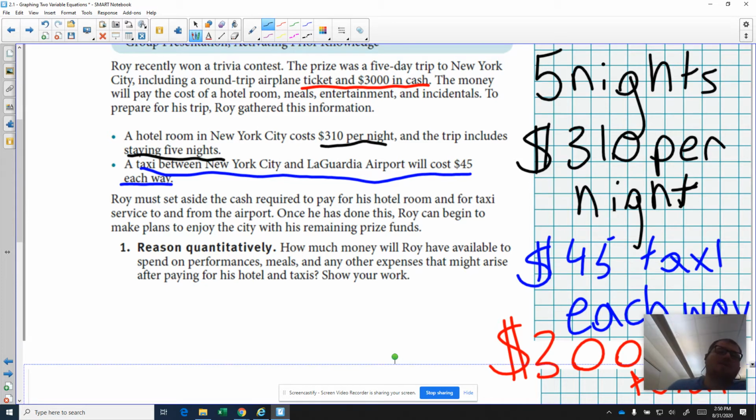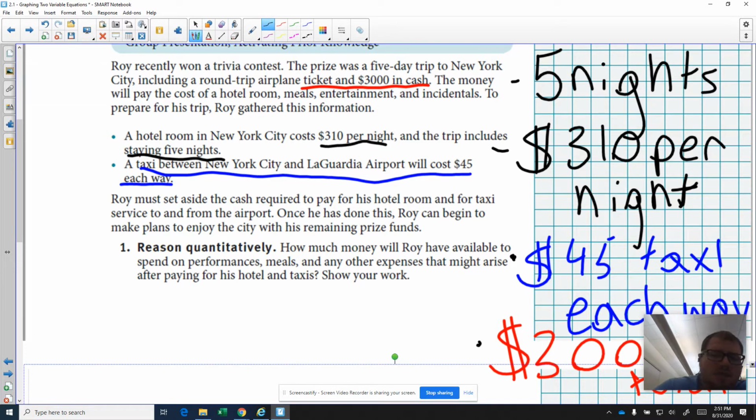Okay, so a couple of key pieces of information here are highlighted, but once again, let's read through it. A hotel room in New York City costs $310 per night, and the trip can include staying 5 nights. So I have both the 5 nights and the $310 per night put on there. The next important piece of information is a taxi between New York City and LaGuardia Airport will cost $45 each way. So I have that written right there. So we have a $45 taxi each way. And last but not least, we have $3,000 in cash.